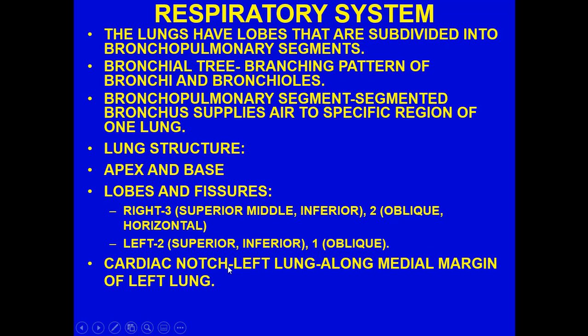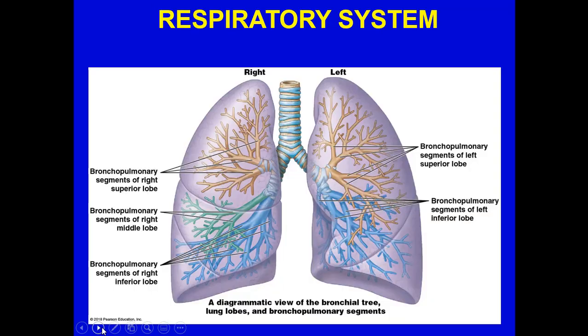The cardiac notch is basically on the left lung, along the medial margin of the left lung. And you can see it. Here's the cardiac notch right over here. Here you can see the various bronchopulmonary segments for each of the lobes.